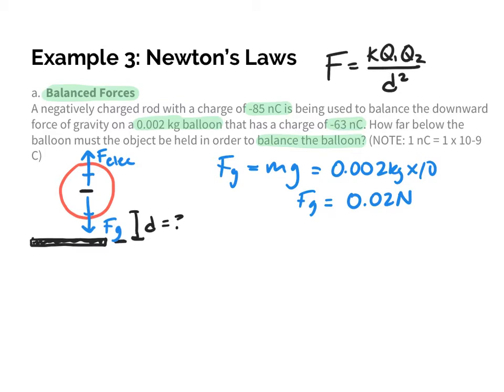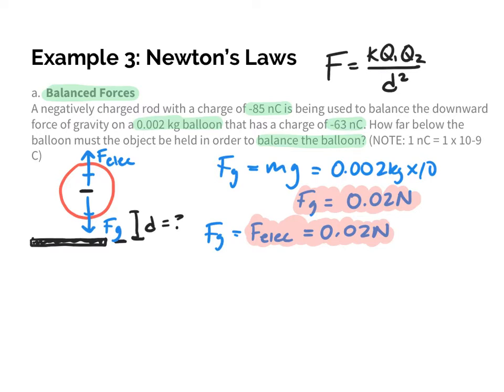Since these forces are balanced, here's what I know: the force of gravity and the electrostatic force are going to equal each other if it's in balance, which means that the electrostatic force is also going to equal that 0.02 newtons. And this again is what it means for things to be balanced, that the forces are equal and opposite. So if gravity is 0.02 newtons, then the electrostatic force is the same.